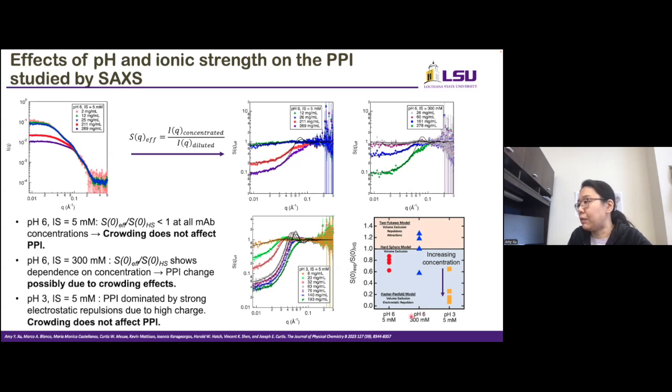However, at pH 6 with high ionic strength, that's where the structure factor ratios start to show dependence on the protein concentration. At lower protein concentrations, they can be fitted using a two-Yukawa model. As you increase the protein concentration, the repulsion starts to dominate the protein-protein interactions. So that shows that at pH 6 with increased ionic strength, the crowding does have some effect on the nature of protein-protein interactions.